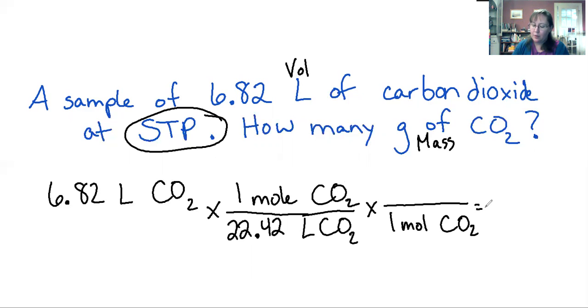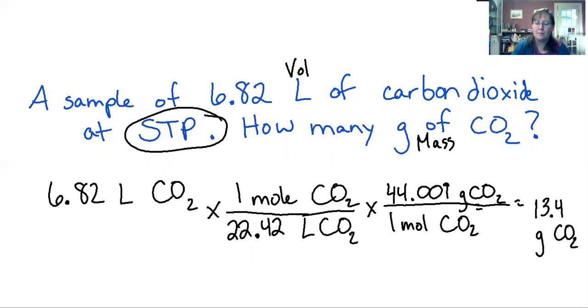and that's 15.999 times 2 plus 12.011, so 44.009. So then we can say 6.82 times 44.009 divided by 22.42. And so this was grams CO2 here. And our final answer, we can only have 3 significant figures, would be 13.4 grams of carbon dioxide.